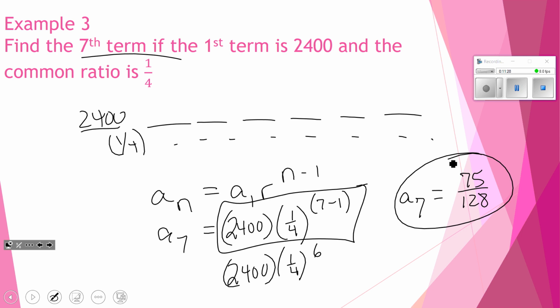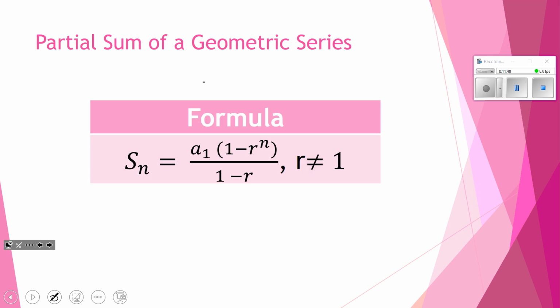How many got 75 over 128? Good. How many did the option A? You just drew the blanks and found the seventh term. Okay. How many did the formula? Option B. And that's fine either way you go. You will want to use the formula like, what if I said, what's the 45th term? You're not going to want to draw 45 blanks. So there you have the formula.